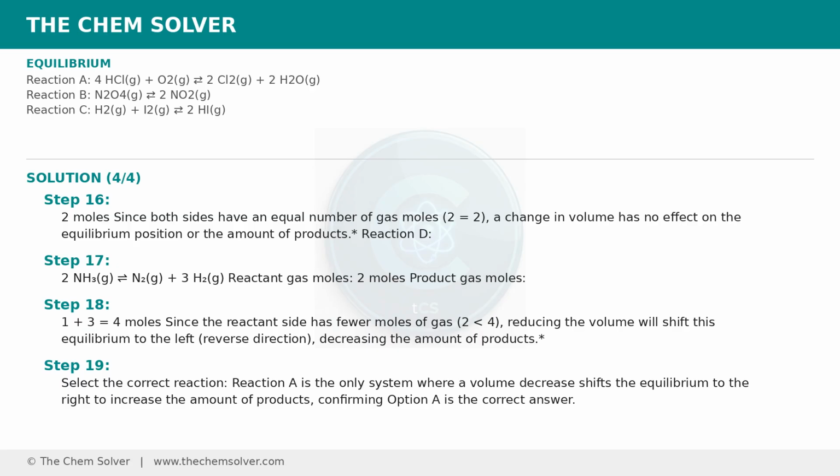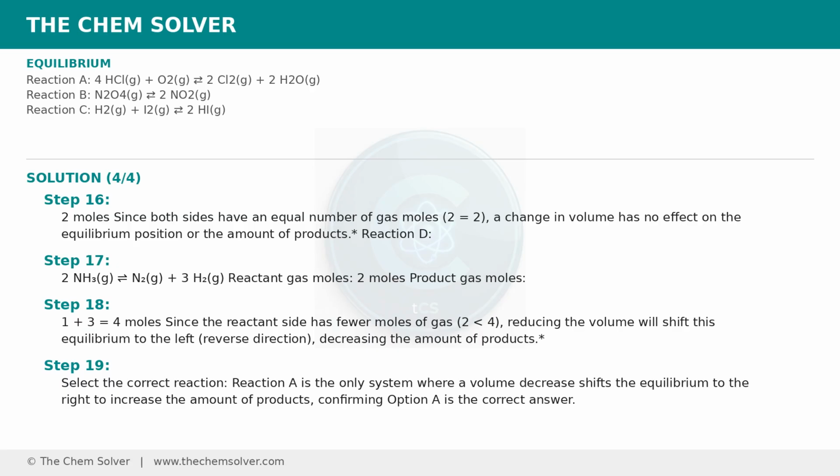Reaction D. 2NH3 is in equilibrium with N2 plus 3H2. Reactant gas moles: 2 moles. Product gas moles: 1 plus 3 is equal to 4 moles. Since the reactant side has fewer moles of gas, 2 less than 4, reducing the volume will shift this equilibrium to the left, reverse direction, decreasing the amount of products.